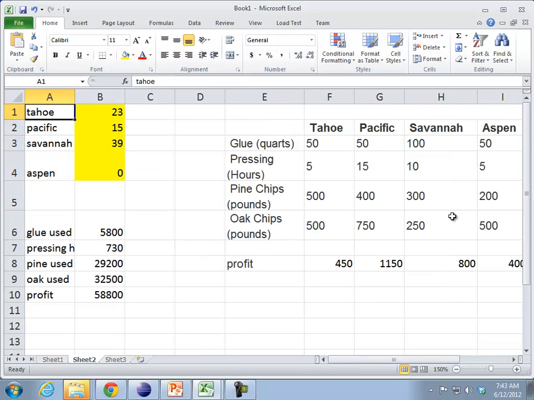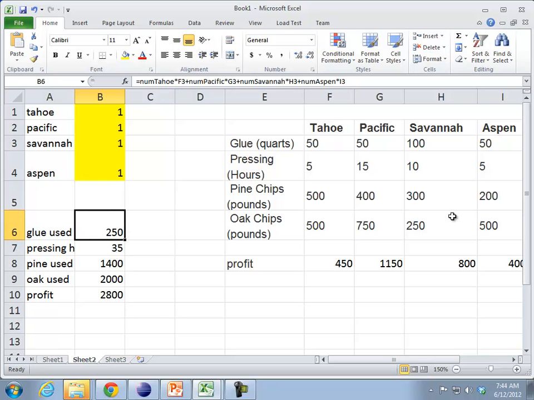Now, I immediately went and figured out what the decisions were, and the decisions were how many pallets of Tahoe, Pacific, Savannah, and Aspen I was going to create. You can see those numbers filled in here.